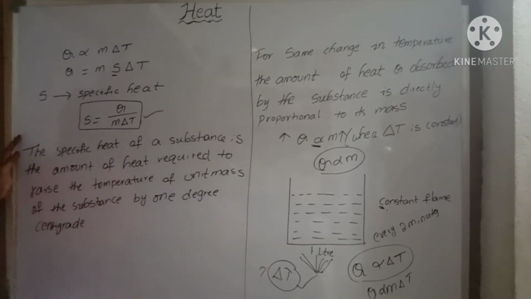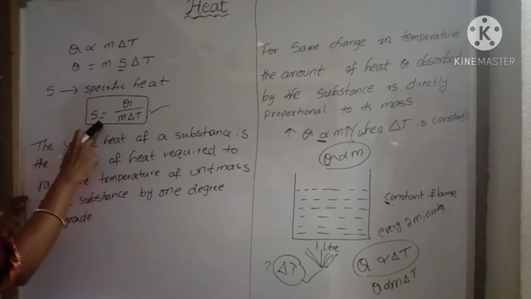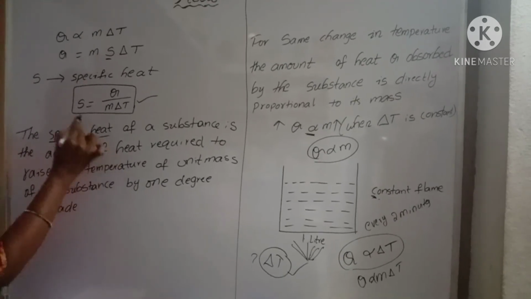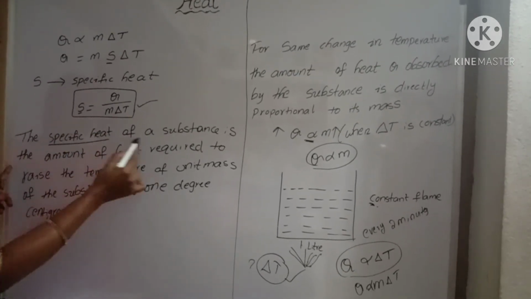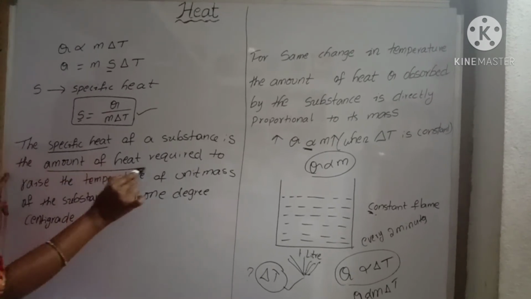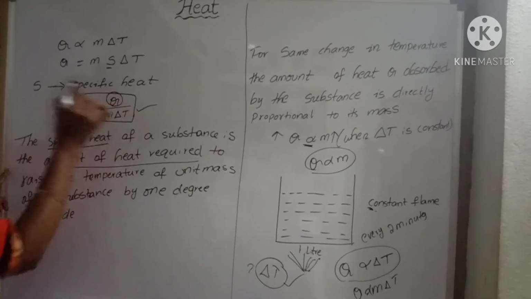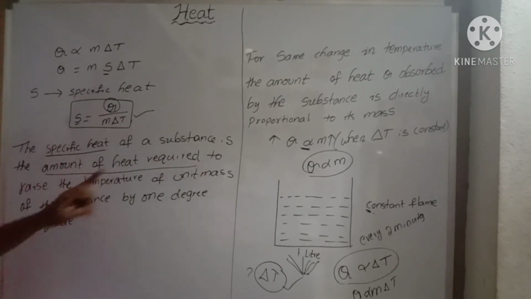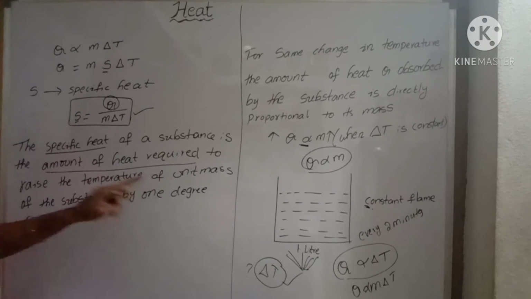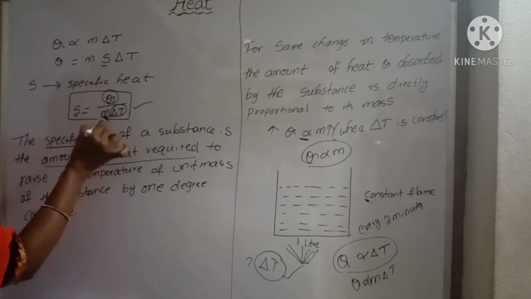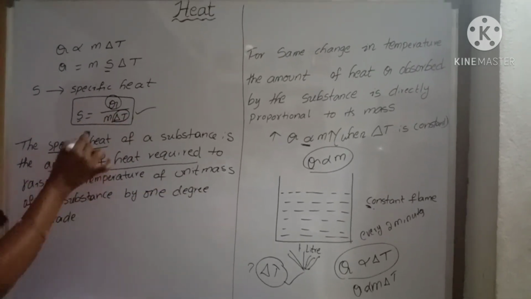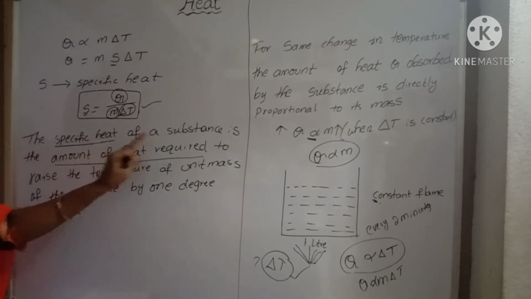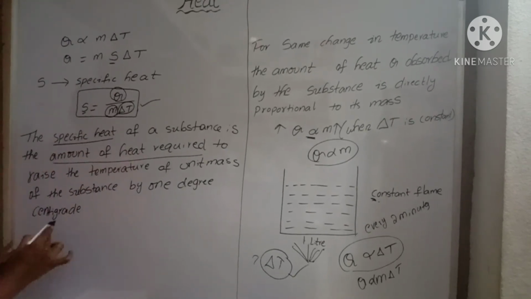Now see the definition. Easily we can write the definition from the formula. Specific heat of a substance S is the amount of heat required to raise the temperature of a unit mass of the substance. Here the amount of heat is nothing but Q, the temperature rise means delta T, and the unit mass of substance is M. So from the formula only we wrote the definition here.